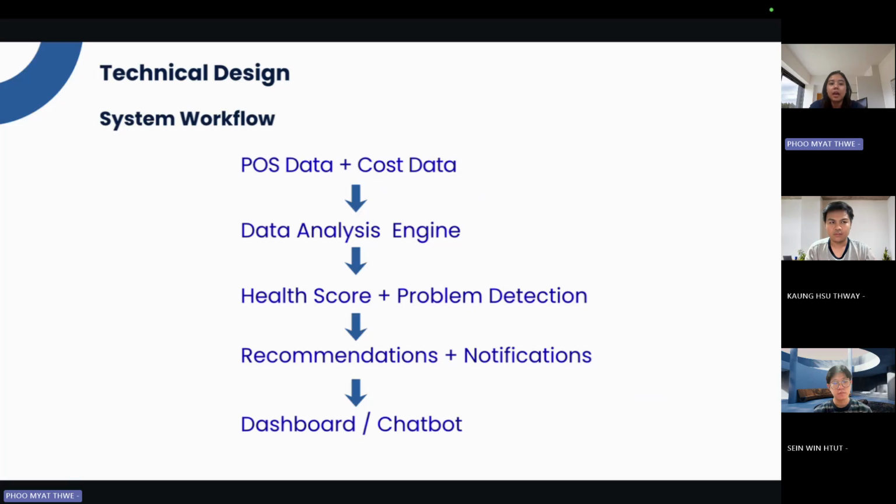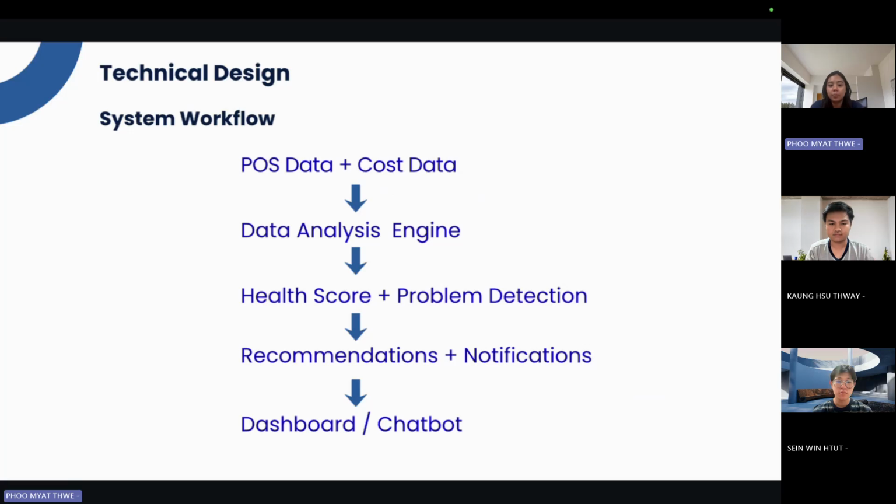This is the technical design of the system overall. Our system will consume the POS data, cost data, and operational data. Then our analysis engine will analyze the data and generate the health scores of the overall branches and the problem detections based on rules. To solve the problem, we will also provide recommendations and notifications to the owner.